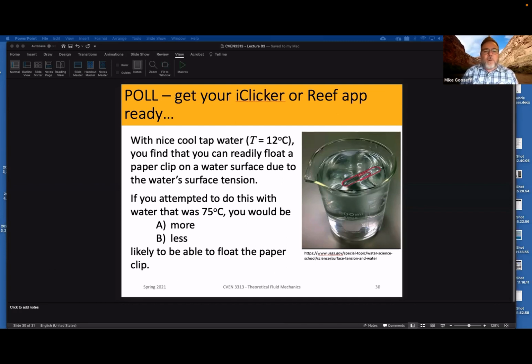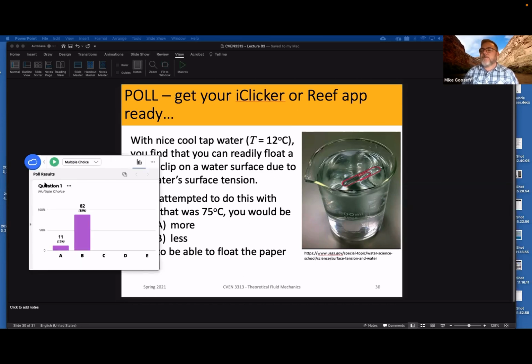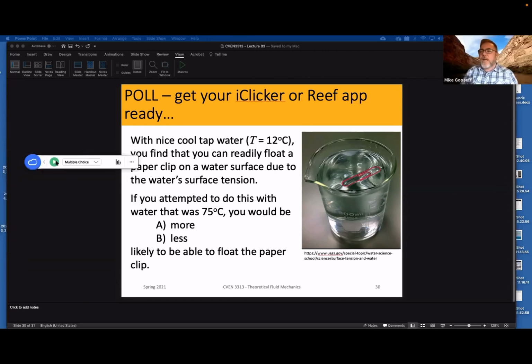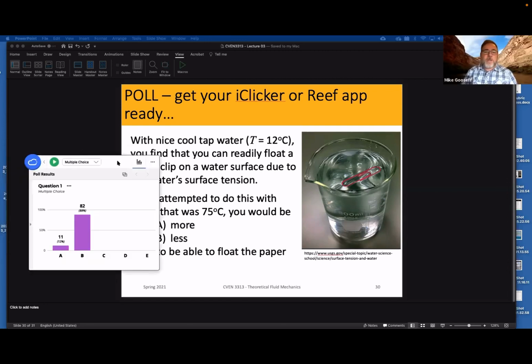All right, so the poll has ended. We had 82 and 11 makes 93 folks responded, and here are the results. 82 of you, 88%, said B, less likely, and 11 of you said more. And those in the majority are correct in this case.